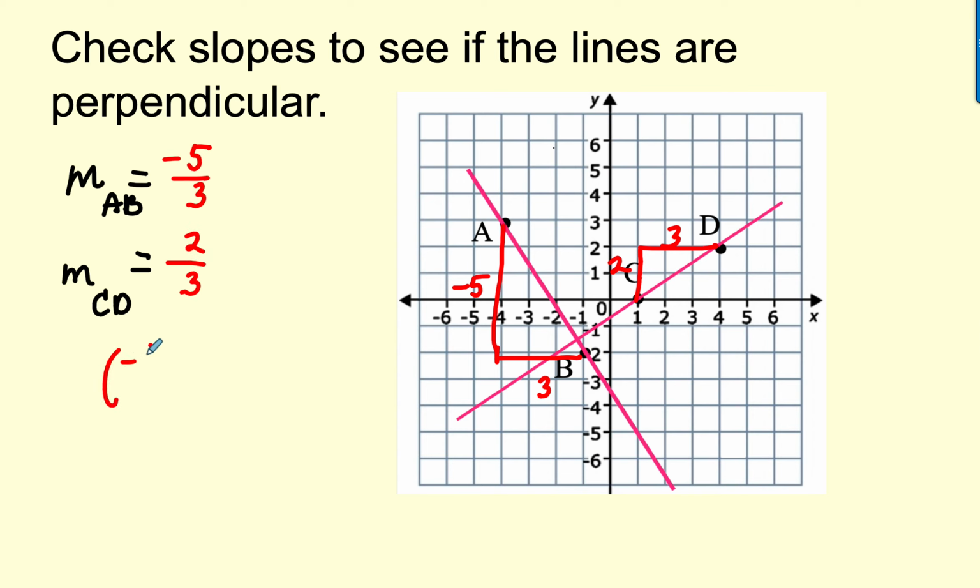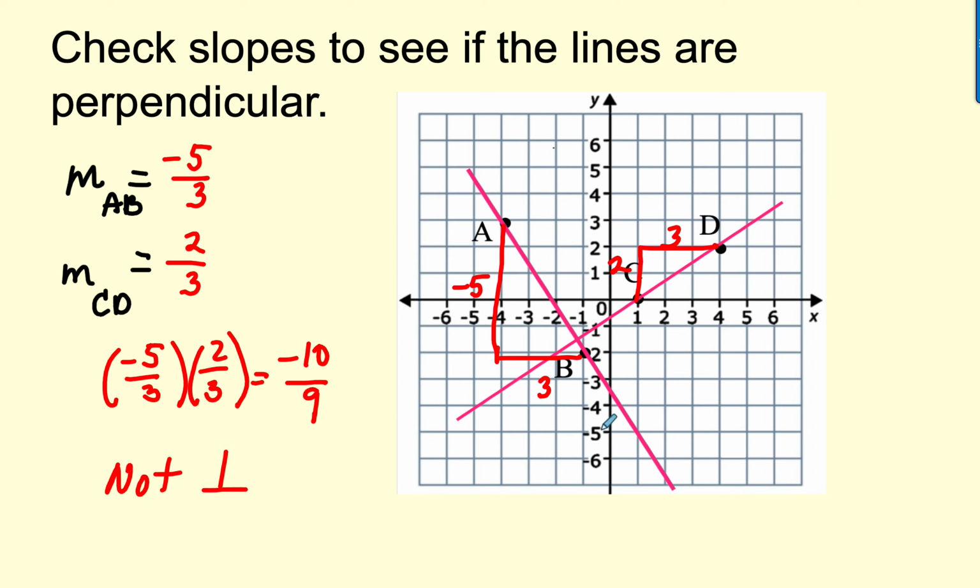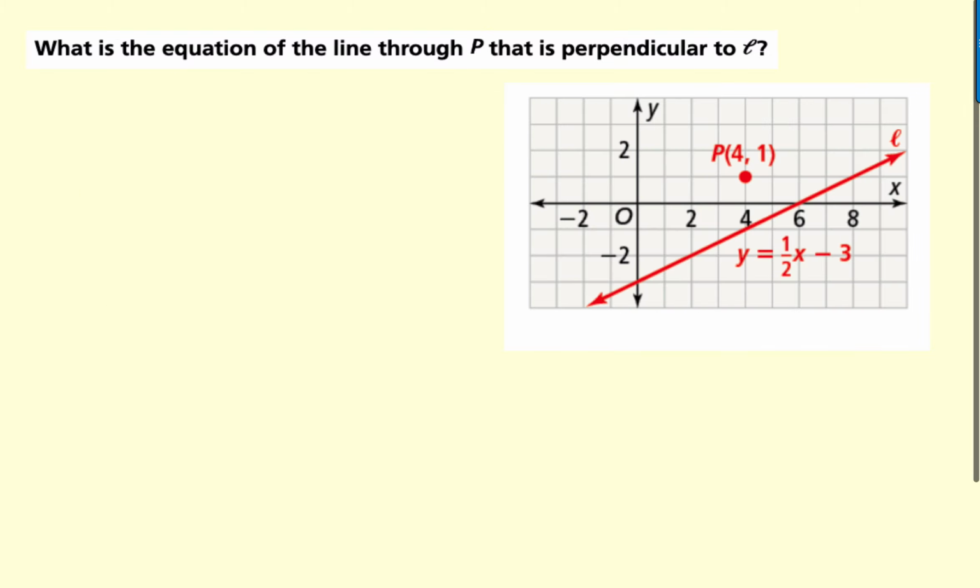Now I'm going to multiply these, and the answer will be -10 over 9. This is not -1, so these are not perpendicular. Their product has to be -1, or they have to be what we call opposite reciprocals.